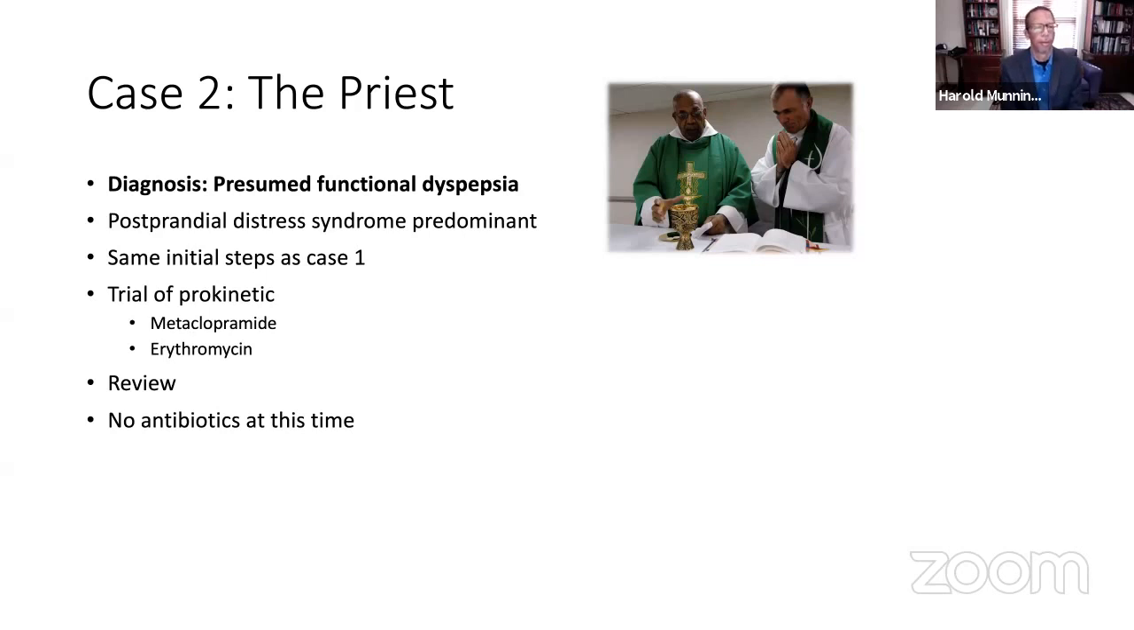In the priest, my diagnosis was presumed functional dyspepsia. His symptoms had not been going on long enough to meet the Rome 4 criteria, but we did do a careful history and physical examination. He had had upper GI endoscopy, so I eliminated the presence of organic disease. In his case, I prescribed, in addition to the recommendations given to the accountant, a trial of a prokinetic. Again, he was reviewed. And although his H. pylori test was positive, I did not prescribe antibiotics for this patient.